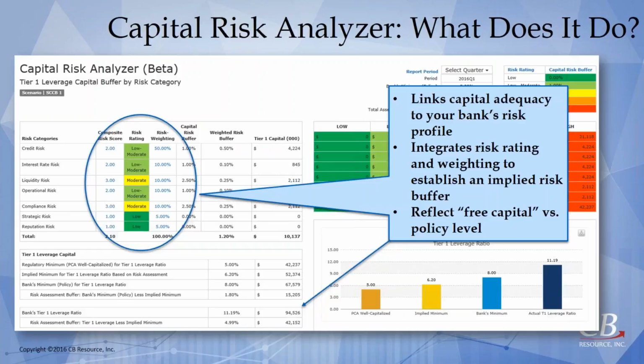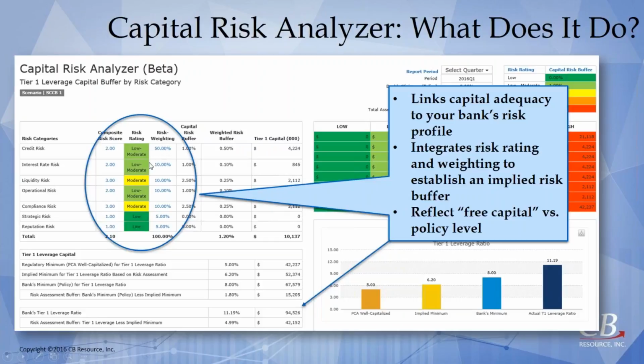In a nutshell, what it does is it allows you to do a couple of things, right? You can look at your key risk categories, and by using a wizard, you can drop in what you feel your overall composite risk is. Composite risk is simply the combination of your inherent risk and adequacy of risk management. It results in a composite risk rating, and then it allows you to weight that risk.